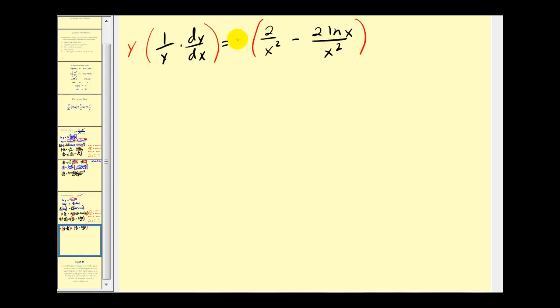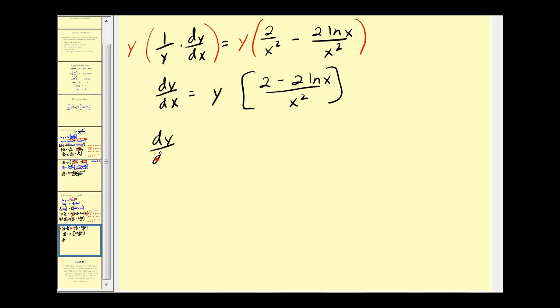Again, we'd multiply both sides of the equation by y. So we have dy/dx equals y times, I'll go ahead and write this as a single fraction, 2 minus 2 natural log x over x squared. Now remember, we can replace y with the original function. So dy/dx would equal x to the power of 2 divided by x times 2 minus 2 natural log x divided by x squared. Next, let's go ahead and factor out the common factor of 2 over x squared.